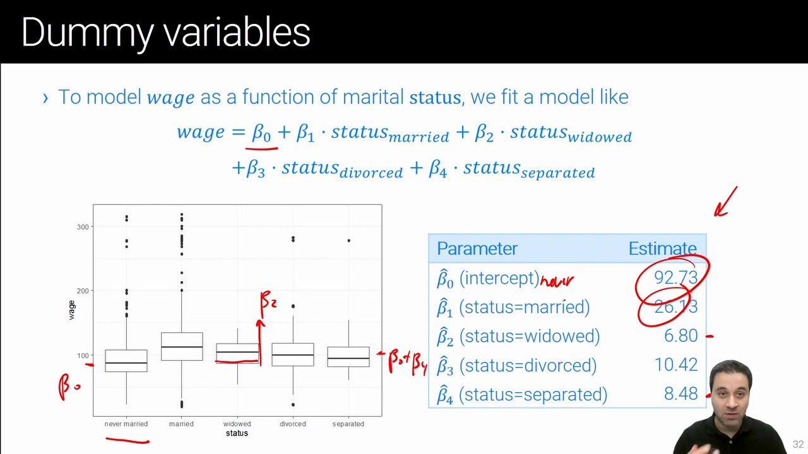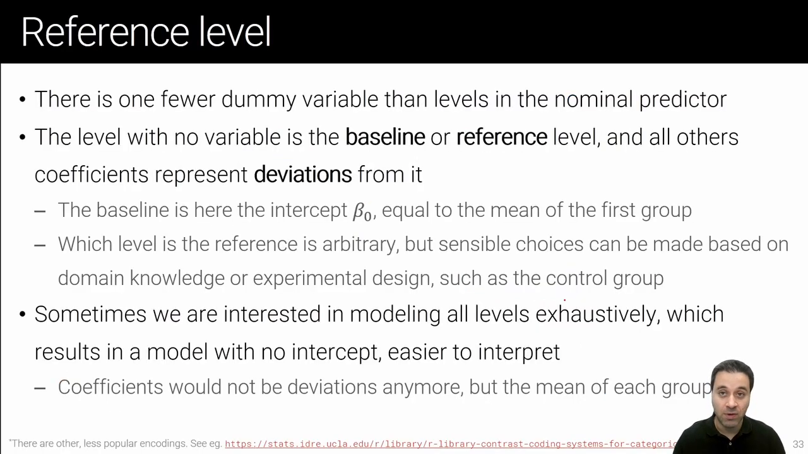And so we have this concept of the reference level, what the intercept is referring to, and then one fewer dummy variable than levels in the nominal predictor. So in the previous case, we have 5 possible levels, but we have only 4 dummy variables because one of the groups in the predictor corresponds to the reference. So this is the reference or baseline, however you want to call it, and all the others are deviations from it. Now the baseline here is the intercept beta 0, what we said, equals the mean of the first group.